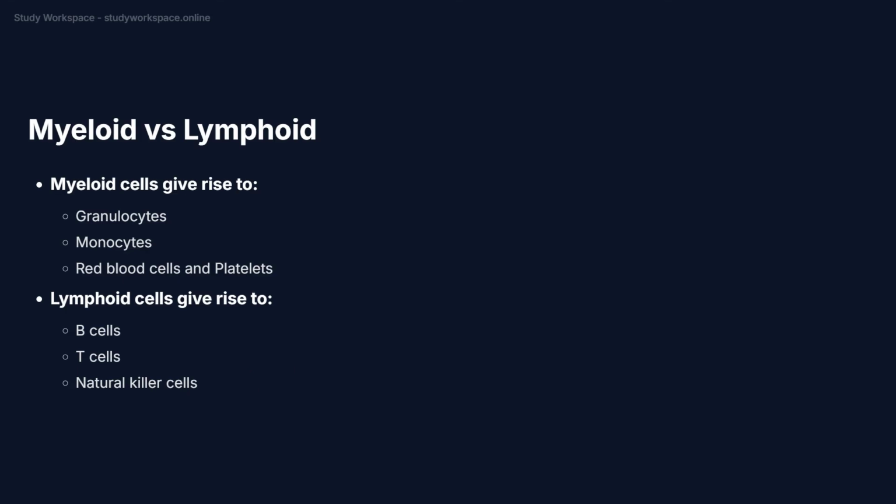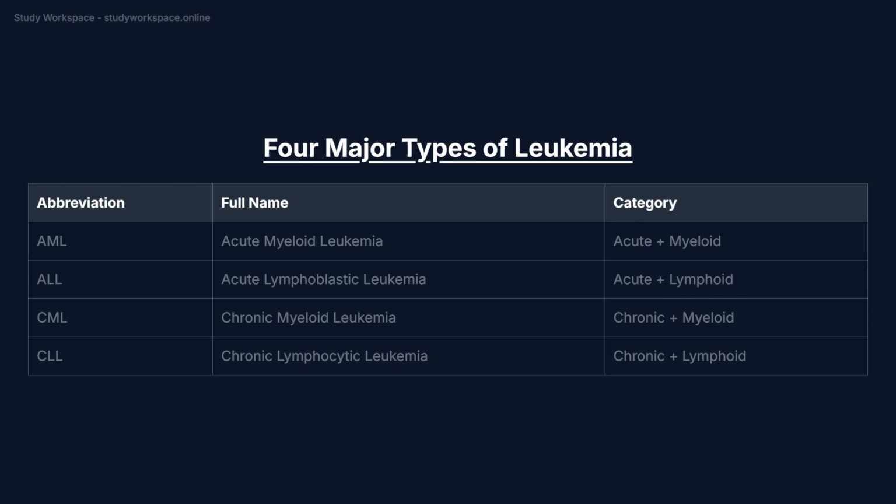The second classification is myeloid versus lymphoid. Myeloid cells give rise to granulocytes, monocytes, red blood cells, and platelets. Lymphoid cells give rise to B cells, T cells, and natural killer cells. Combining these classifications gives us four major types of leukemia: acute myeloid leukemia, or AML, acute lymphoblastic leukemia, or ALL, chronic myeloid leukemia, or CML, and chronic lymphocytic leukemia, or CLL.